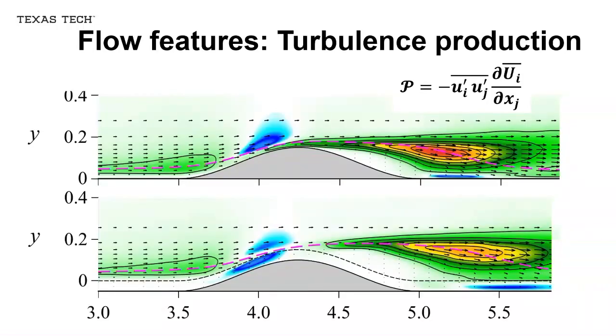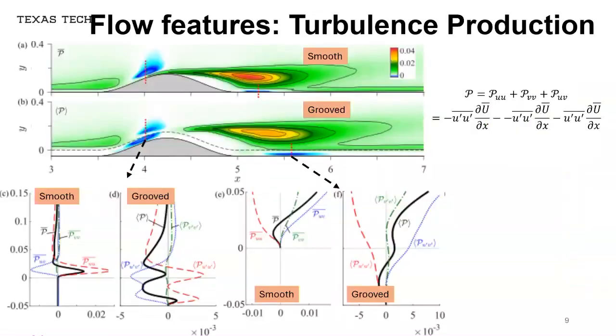And this is a little bit counterintuitive, because it cannot happen everywhere in the flow, because it would contradict the second law of thermodynamics, right? But it can happen locally, and we will try to explain this also in terms of vortical structures, right?